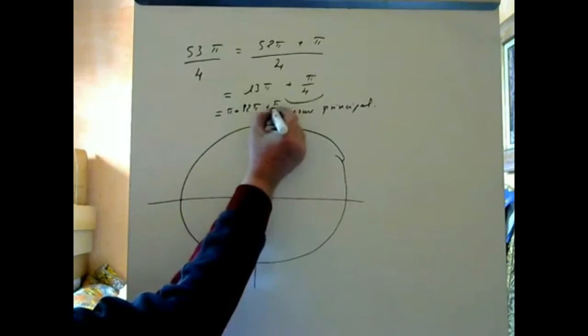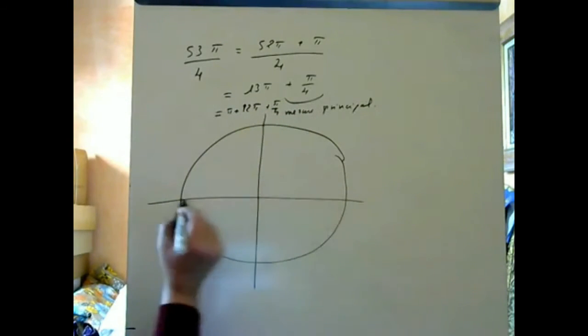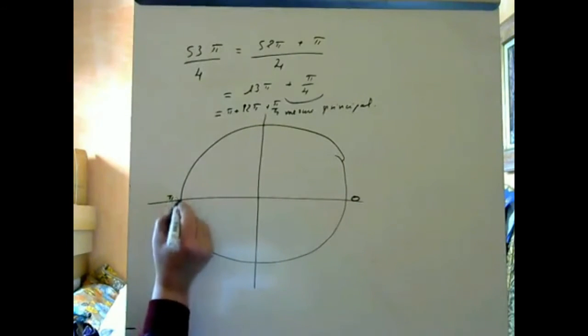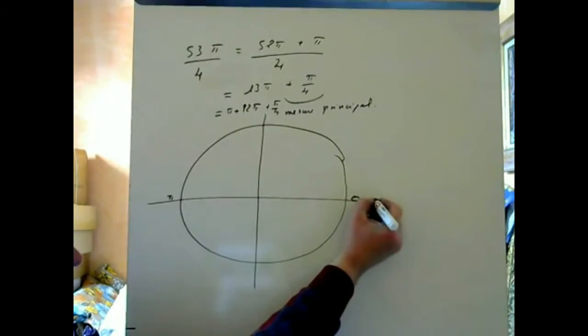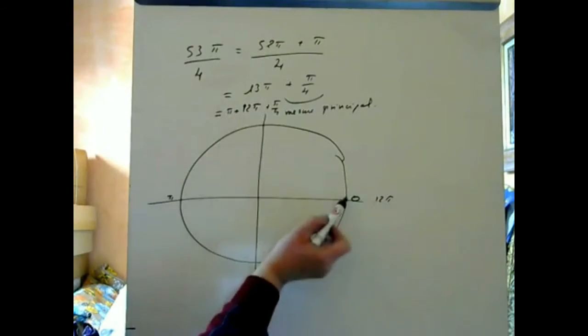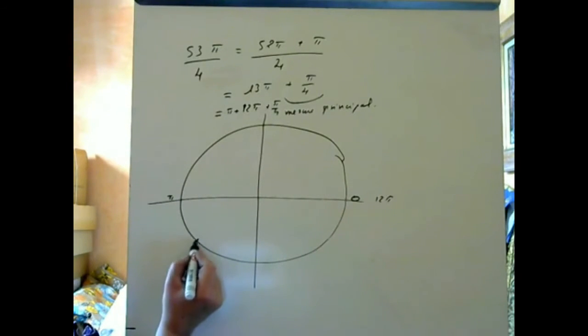So, first we place pi plus 12 pi. I start from 0. 12 pi is 6 times 2 pi. So I do 6 complete circles in the positive direction. And 12 pi is here. Then I add plus pi. Then I do plus pi over 4. And then that is where I place my 53 pi over 4.